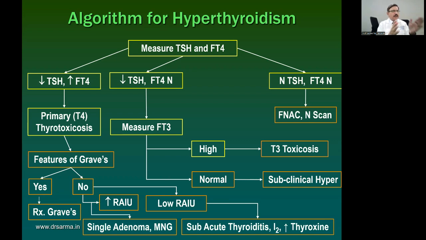Then, if the TSH is suppressed already and FT4 is not elevated, I am left with two conditions. One could be subclinical, the other could be T3 toxicosis. Do a T3. If T3 is elevated, it is T3 toxicosis. If T3 is normal, FT4 is normal, and TSH is low, it is subclinical hyperthyroidism.